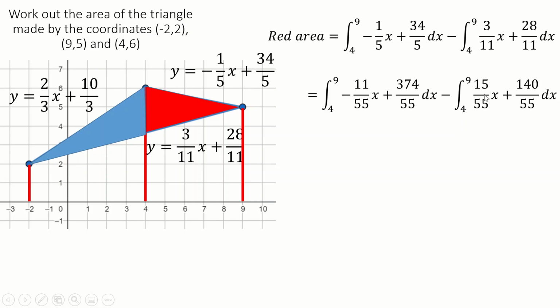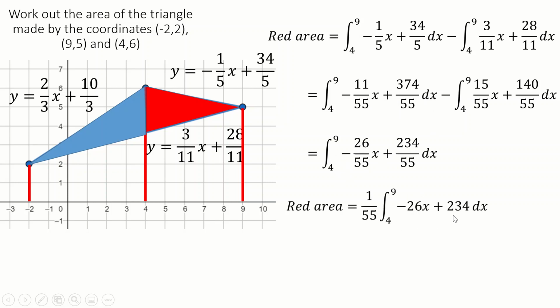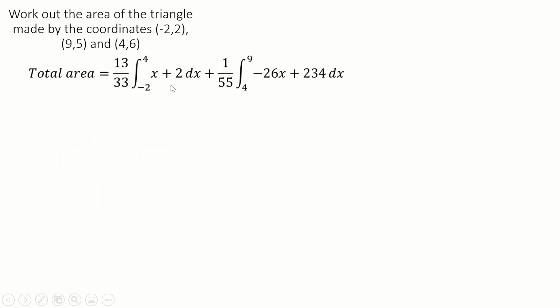Minus 11 minus 15 is minus 26. This minus that is that. Take out a 55th. Slightly worse integral to do here, it looks like, but it should be okay. So that's the red area. That's the blue area that I found before. Of course, the area of the triangle is just the red plus the blue. So all I have to do is put those things together.